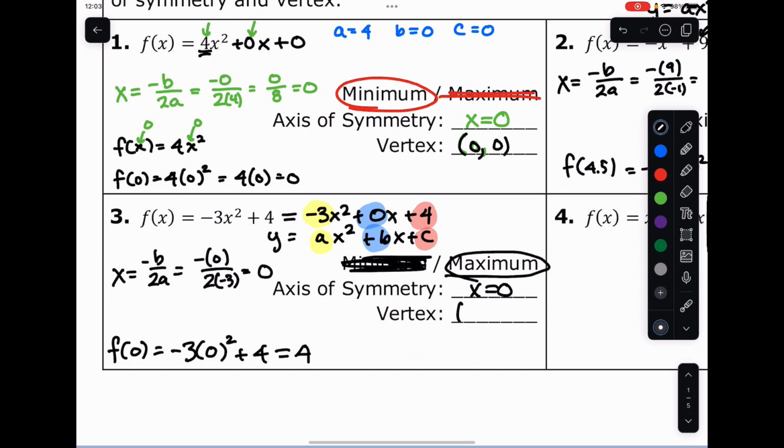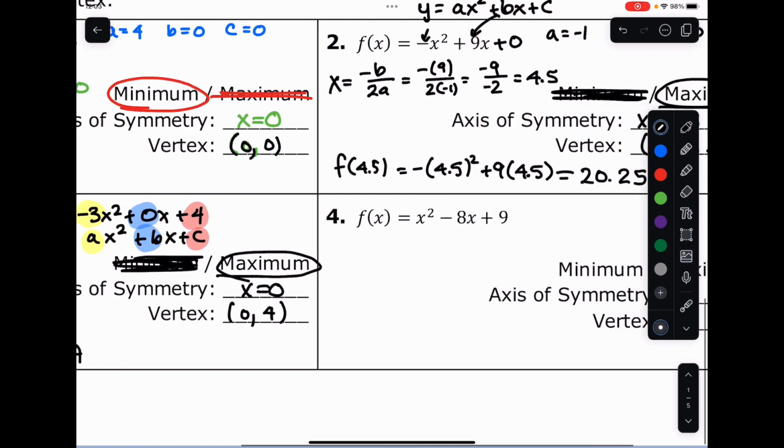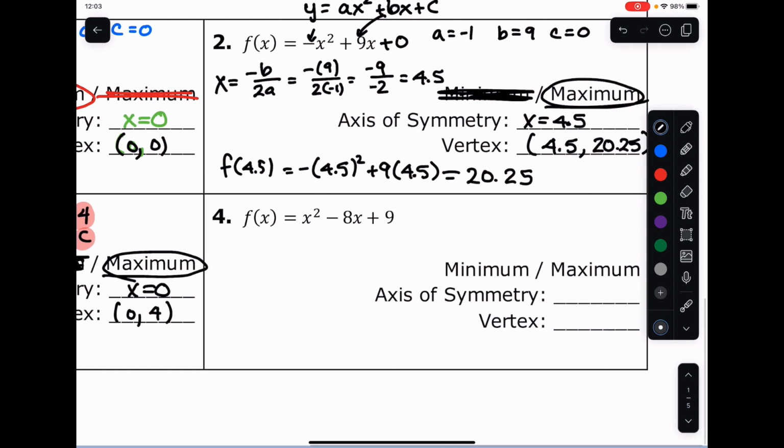So that is the y value of the vertex. So our vertex is located at (0, 4). Let's do our last example. In this example, it's already written, and all of the terms are here. So a is equal to 1, b is equal to negative 8, and c is equal to positive 9.